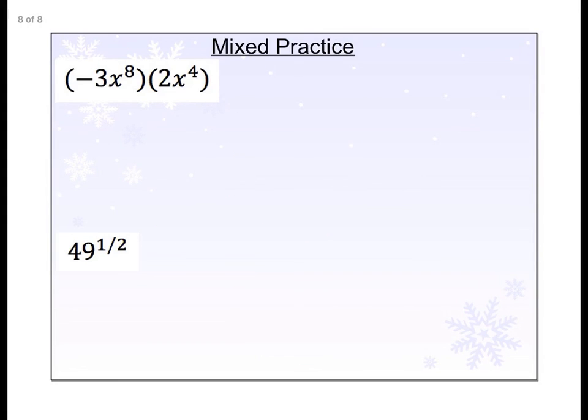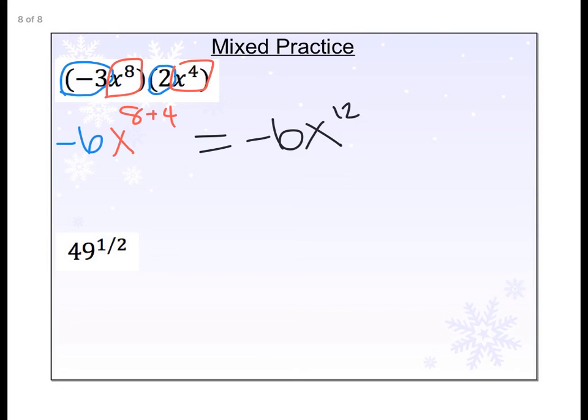All right, 2 more examples. So the one on the top has some mixed properties that we've talked about. It has negative 3x to the 8th times 2x to the 4th. So here, I'm going to start with the plain numbers, the negative 3 and the 2. Those are multiplying like they normally do, negative 3 times 2. So that gives me negative 6. And then as for the x to the 8th and x to the 4th, if we remember our rules, we add the exponents. So my final answer here would be negative 6x to the 12th.